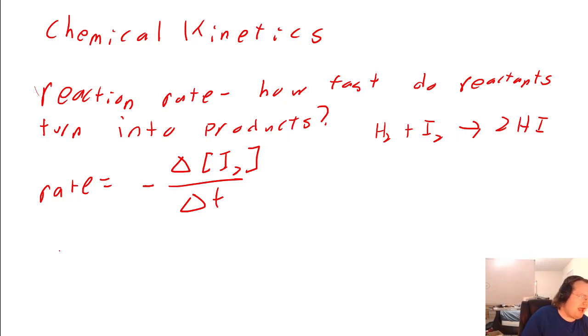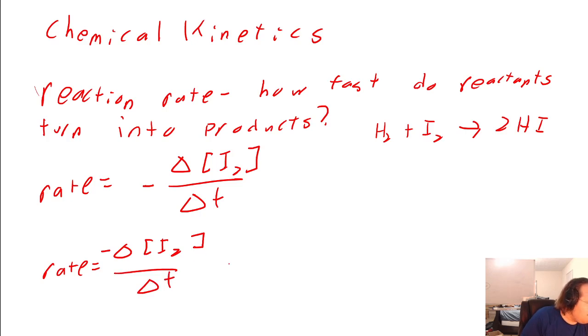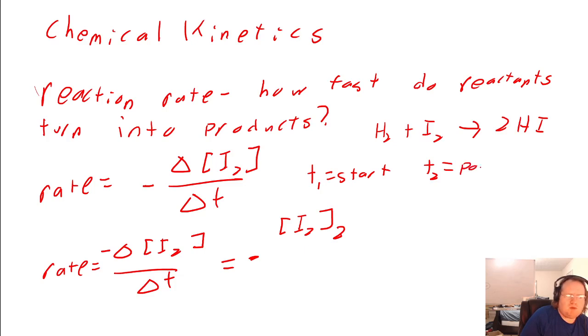So now, how do I actually write this? What does this look like? This is rate. So if I want to know what this is, then I'm going to get a negative. I'm going to take I2 at its final time. So we're going to say T1 equals start, T2 equals the point we're interested in. So it's not the end of the reaction, but it's somewhere after the start of it.